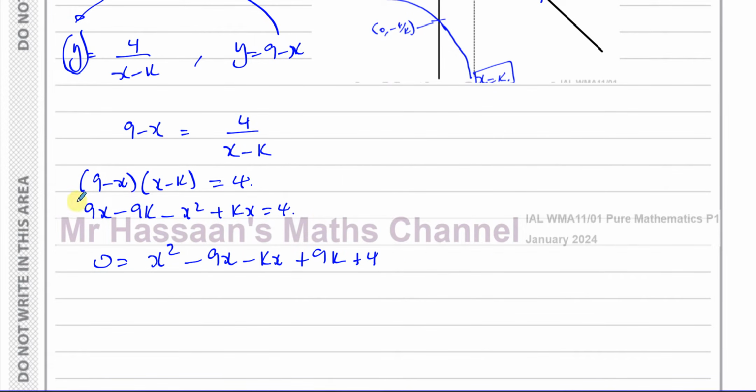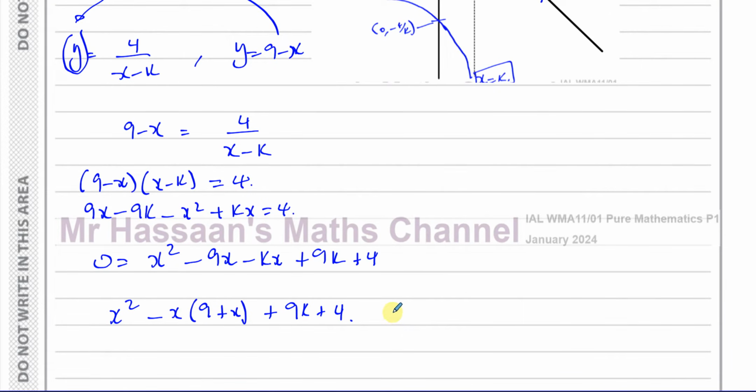You just subtract 9x from both sides, you add 9k to both sides, you add x squared to both sides, and you take away kx from both sides. So we end up with this. We can take out the minus x from here, so we have minus x times 9 plus k. And here we're going to have plus 9k plus 4.